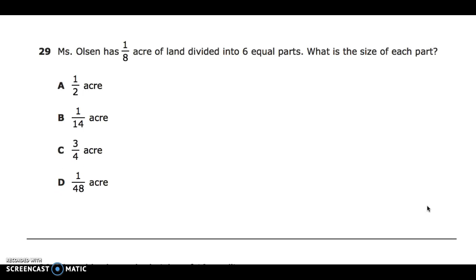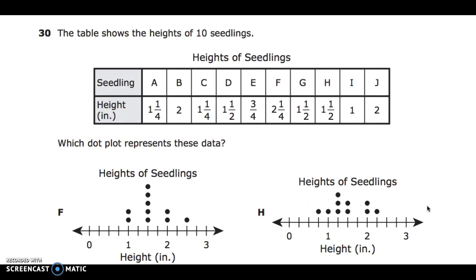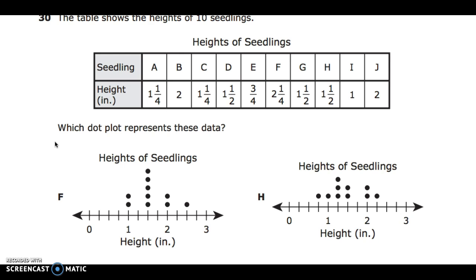Number 29. Miss Olson has 1/8 acre of land divided into 6 equal parts. What is the size of each part? Number 30. The table shows the heights of 10 seedlings. Heights of seedlings. Seedling, height, inches. Which dot plot represents these data?